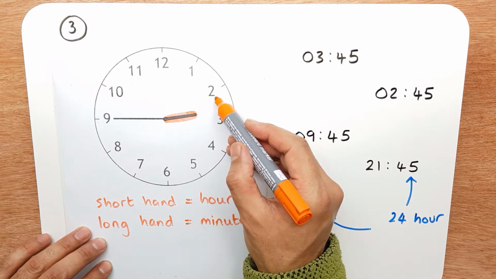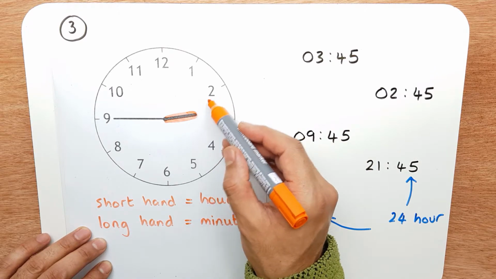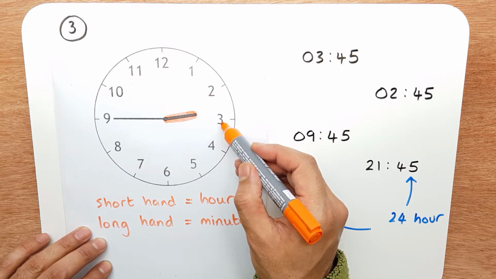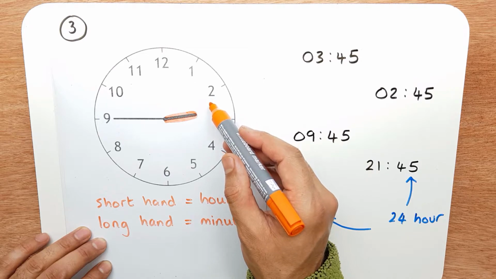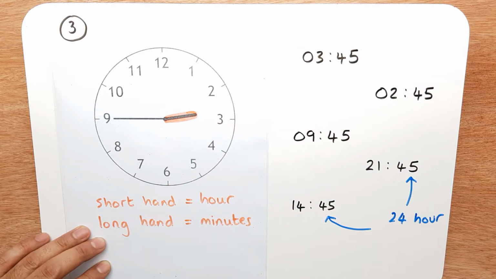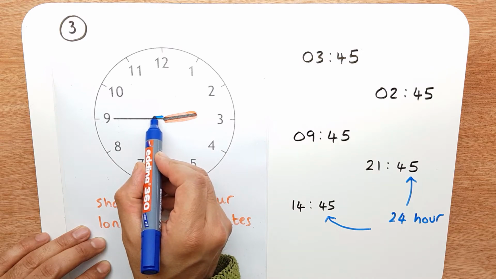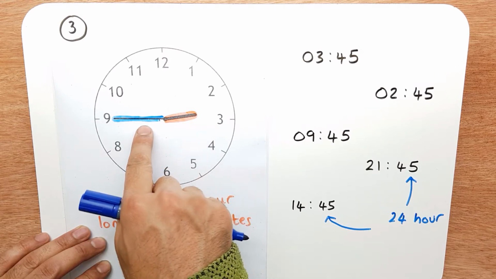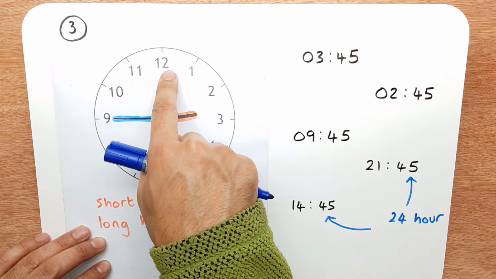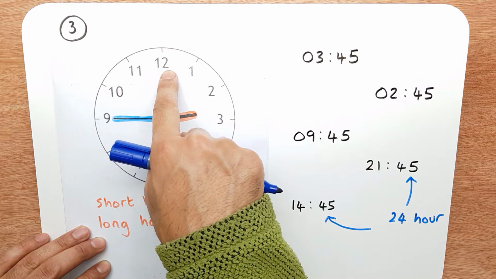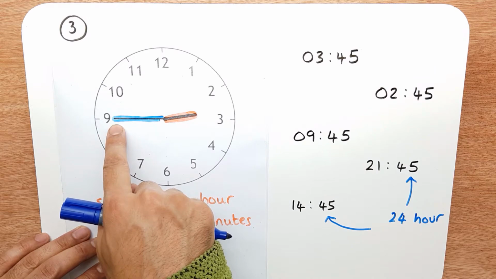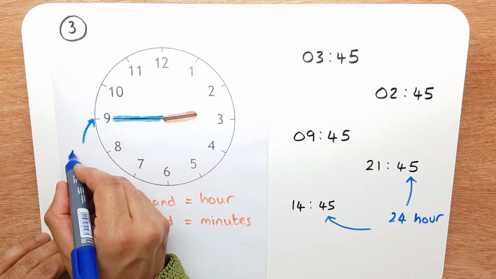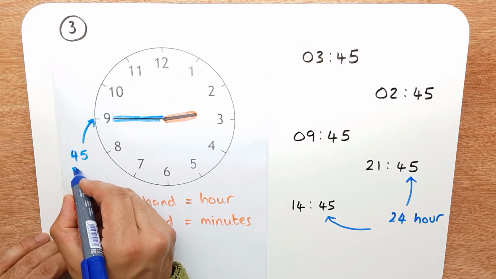So if we look carefully here, the hour hand has gone past 2, but not quite up to 3. So we know it's going to be 2 something. Now, if you look at the minutes hand, it's pointing to the 9. So the minutes hand has come from 12 all the way around to 9. So this here stands for 45 minutes past.